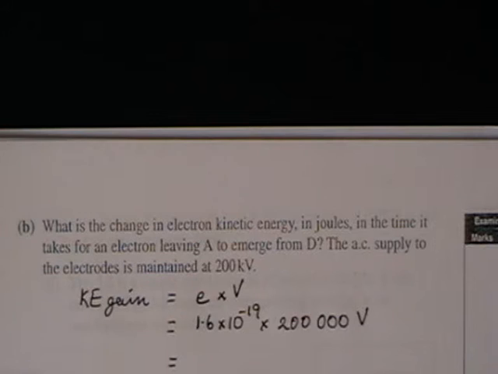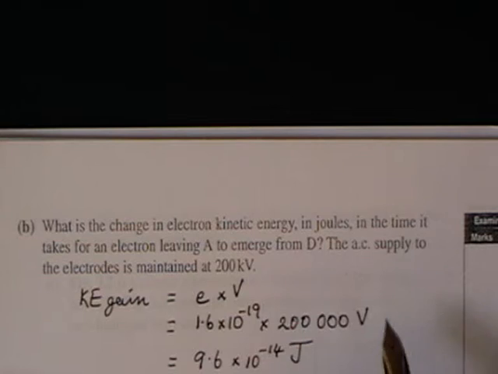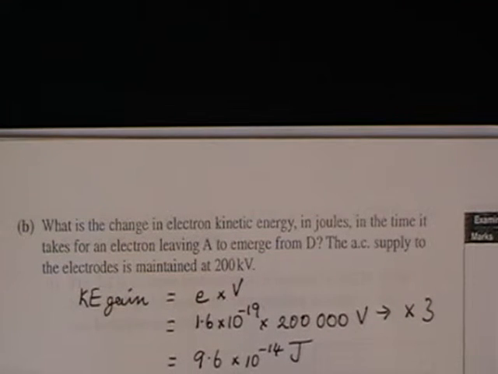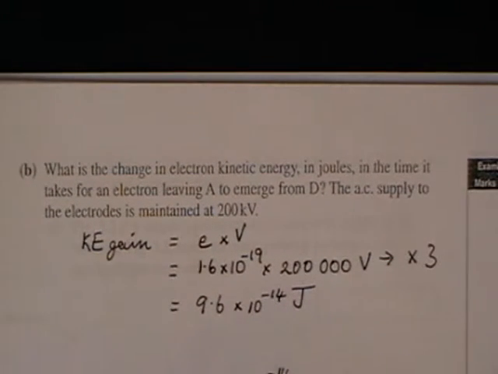Okay. And that gives us then a total of 9.6 times 10 to the minus 14 joules. So that's how much kinetic energy it gains for 3 of those. So we need to take that figure there and multiply that by 3 because there's 3 gaps. Okay. So the kinetic energy gained is equal to the charge times the voltage, and that's at one gap. If we look at the 3 gaps, then we have to multiply that by 3, and that gives us a total then of 9.6 times 10 to the minus 14 joules.